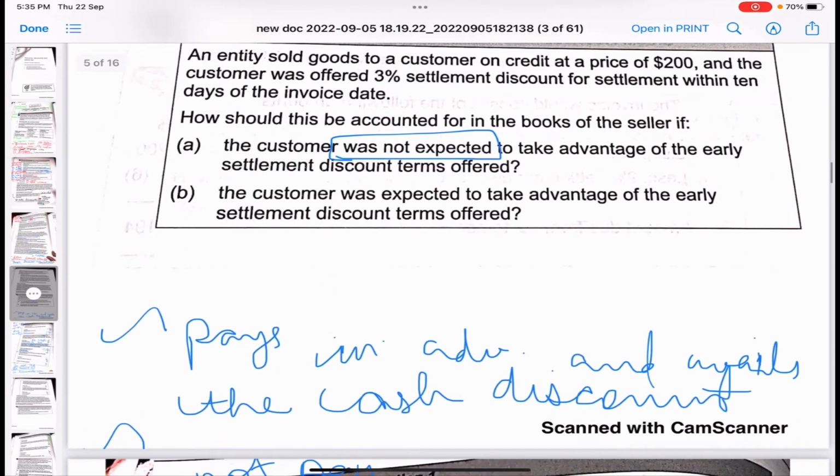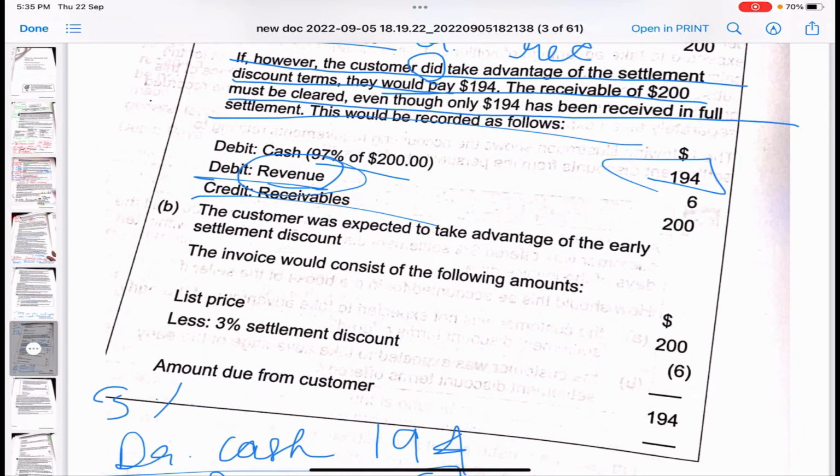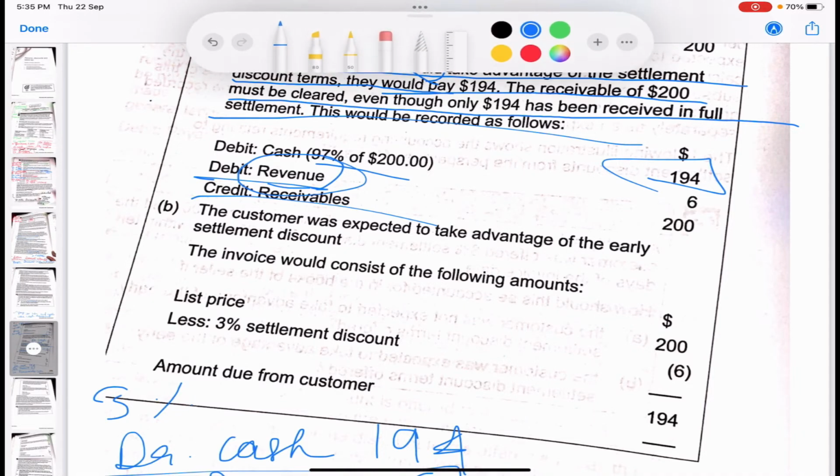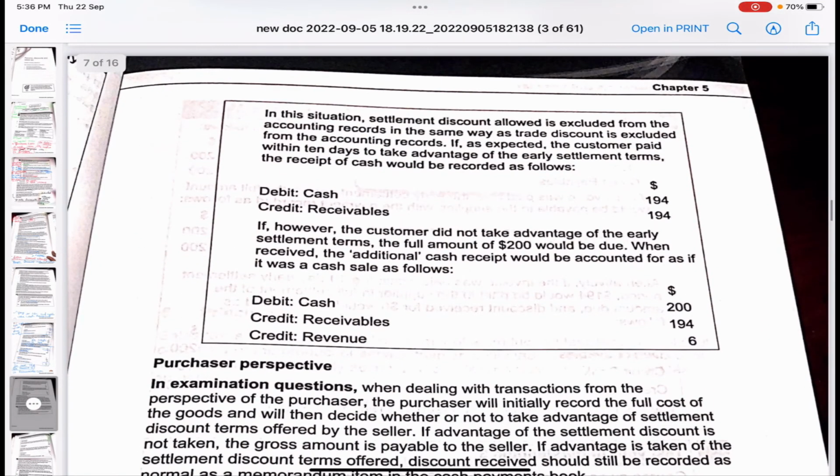The B part is nothing but the customer was expected to take advantage of early settlement discounts offered. So in this situation, the customer is expected. Since the customer is already expected, the amount which is due from the customer is this much only, and that much only they will be giving us. Why? Because that's what is due from them. In the earlier situation, we did not expect them to take it. So in this situation, settlement discount is excluded from the accounting records in the same way as trade discount is excluded. If as expected the customer paid within 10 days to take advantage, this is how it's going to be.